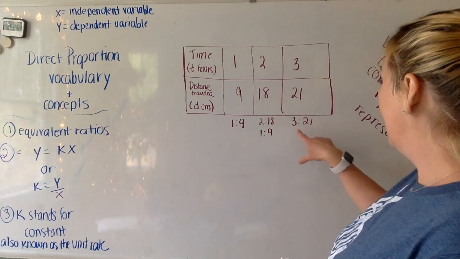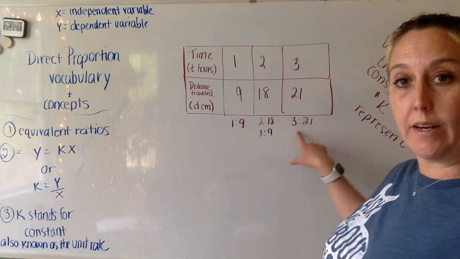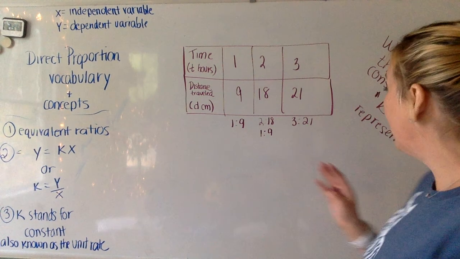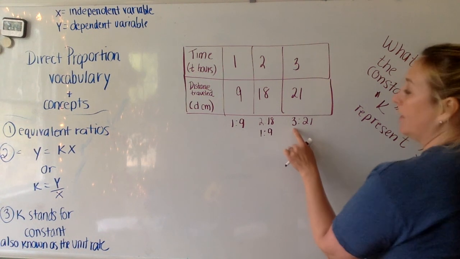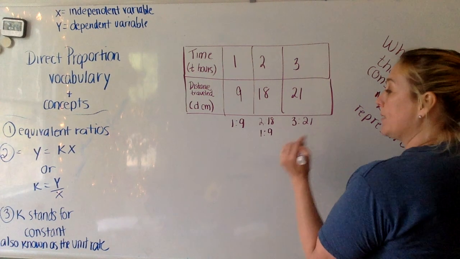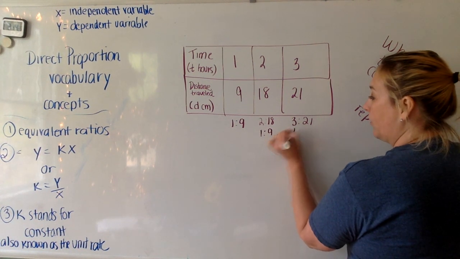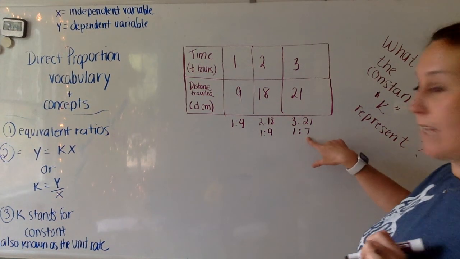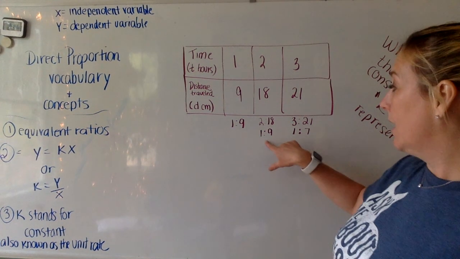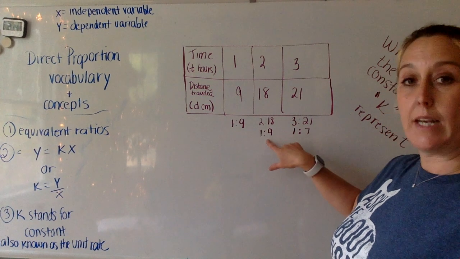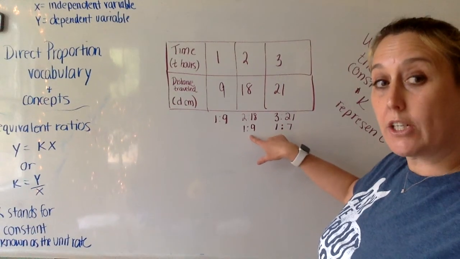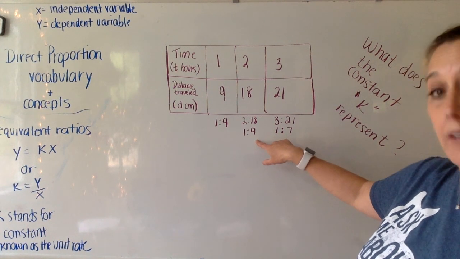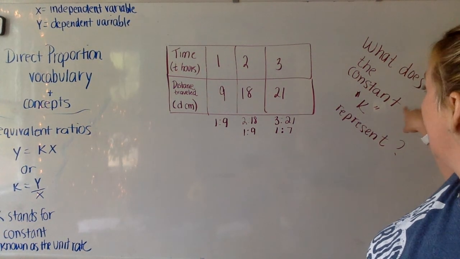Third one, 3 to 21. Does anyone see a problem? Hopefully you answered yes, because 3 to 21 can be simplified. 3 goes into 3 once. 3 goes into 21 7 times. 1 to 7 is not the same as 1 to 9. So if I had not checked this last one, I might have said it is a direct proportion, that they do have the same constant.